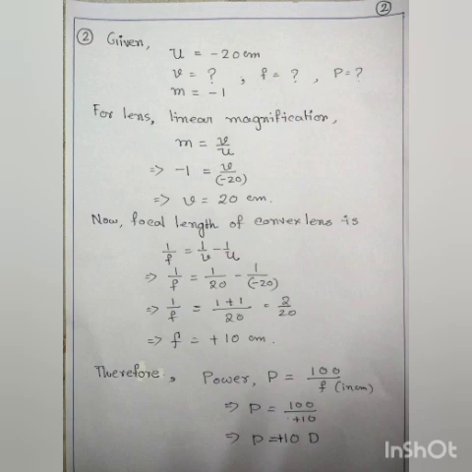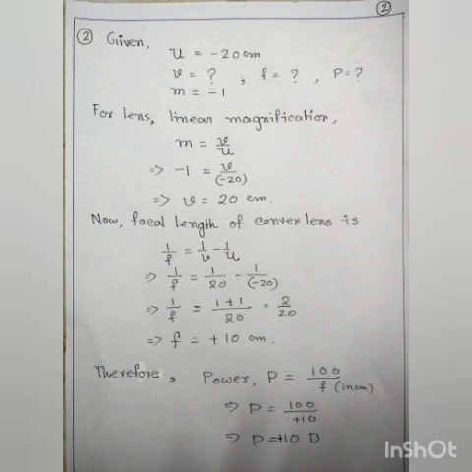Now our next problem, that is question number 2. Find power of a convex lens which forms a real and inverted image of magnification minus 1 of an object placed at a distance of 20 cm from its optical center.